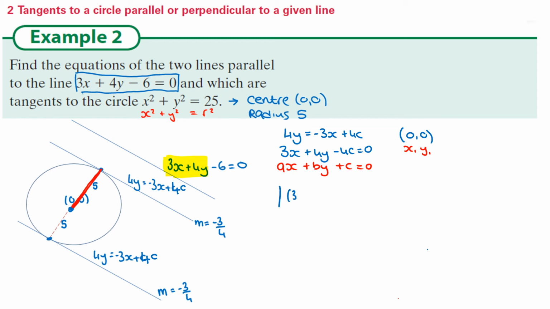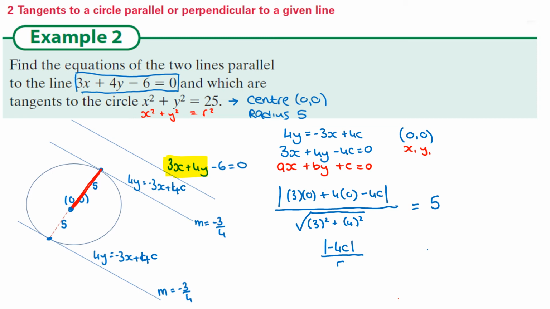So we get 3 times 0 plus 4 times 0 minus 4c, all in modulus signs, over the square root of 3 squared plus 4 squared. So that distance there is the red distance, and it should equal 5. Cleaning that up, we get minus 4c all over 5 equals 5. This gives us minus 4c equals 5 times 5, which is 25.